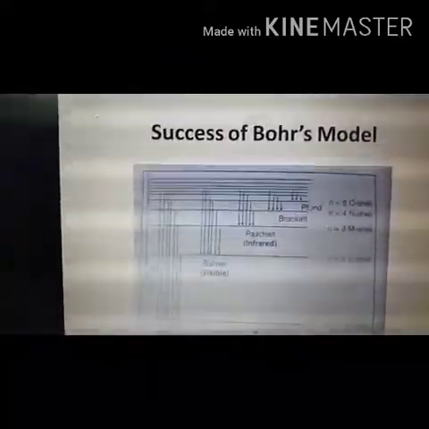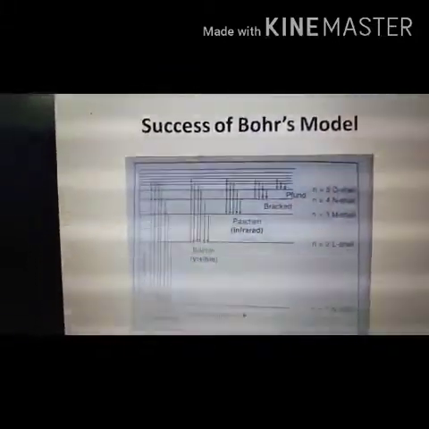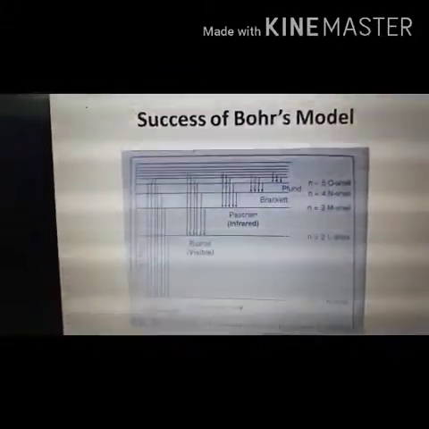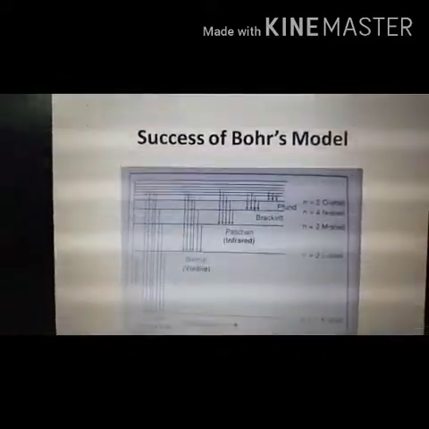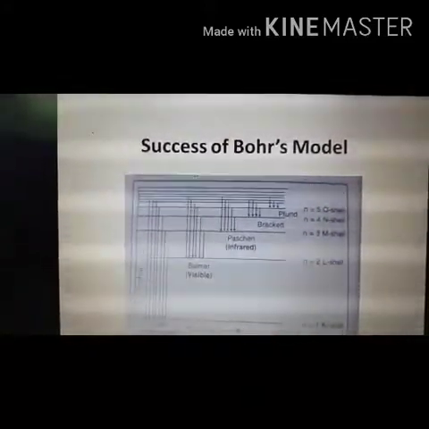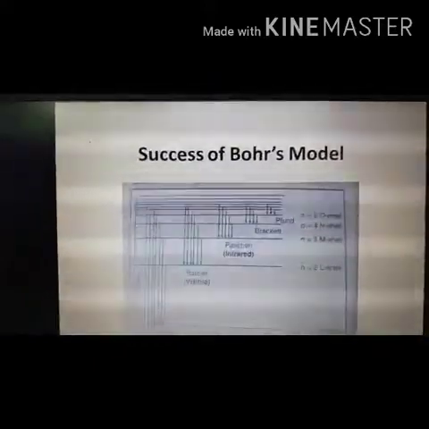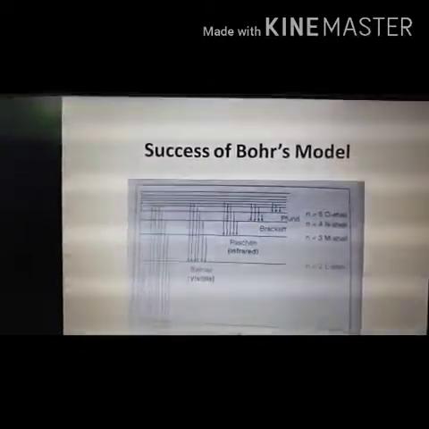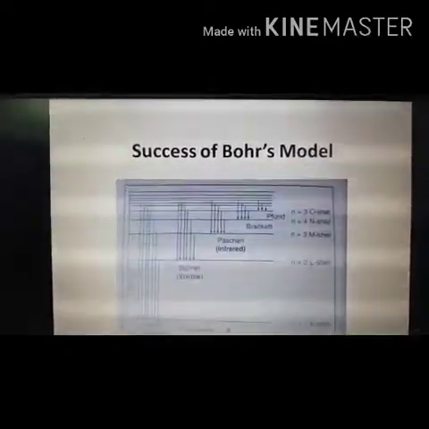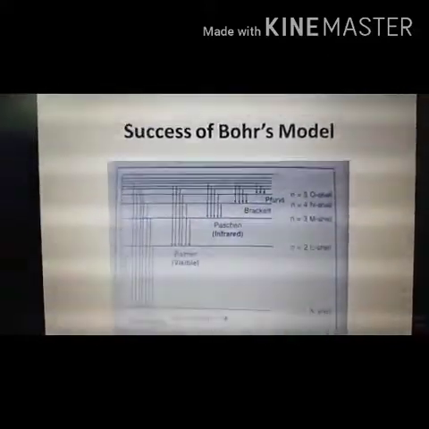And in this way we can explain the formation of the line spectrum of the hydrogen atom in the different series: the Lyman, which is observed in the ultraviolet region, Balmer, which is observed in the visible region, and then the Paschen series of lines, which is in the infrared region, Brackett, Pfund, etc. So in this way, Bohr's model can successfully explain the formation of the line spectrum of the hydrogen atom.